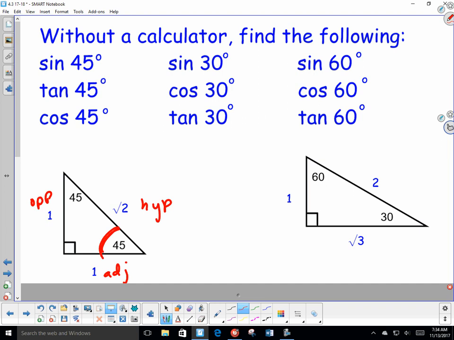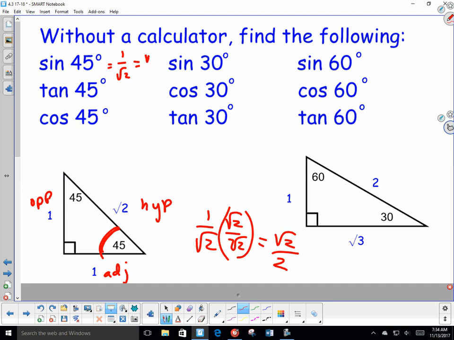Okay, and then so the sine of 45 degrees is going to be opposite over hypotenuse. So that's 1 over square root of 2. But let's not leave a radical in the denominator. Let's multiply by root 2 over root 2. So we get square root of 2 over 2. So that's what we should be writing here for square root of 2 over 2.